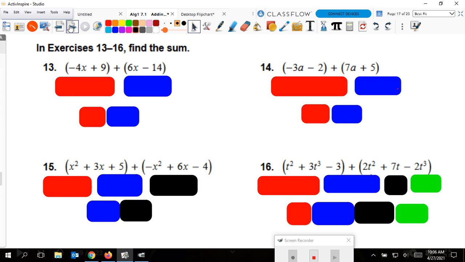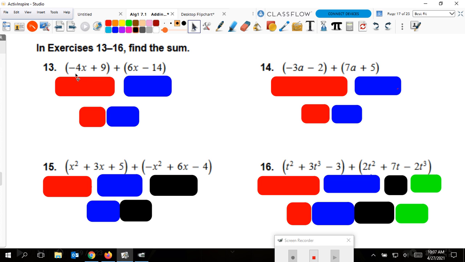Now, we're going to go 13 through 16. So what I'd like you to try to do here for 13 through 16 is pause the video and try these on your own. You could either use the horizontal format or the vertical format. I'm going to show more the horizontal format though for 13 through 16. And you're just going to combine like terms here. That's all you're doing to add these two polynomials together. Find the sum. So see if you can just combine like terms. In fact, I'll show you the first one here and then you can do the rest. So let's do 13 together.